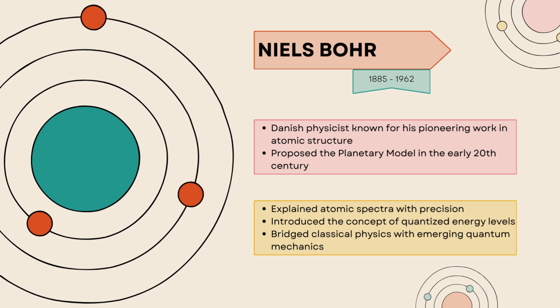Niels Bohr. 1885 to 1962. Danish physicist known for his pioneering work in atomic structure. Proposed the planetary model in the early 20th century. Explained atomic spectra with precision. Introduced the concept of quantized energy levels. Bridged classical physics with emerging quantum mechanics.